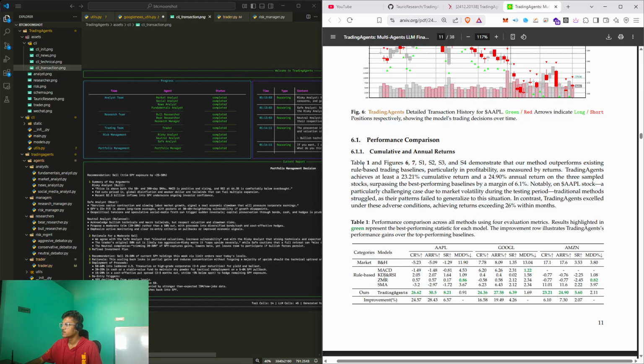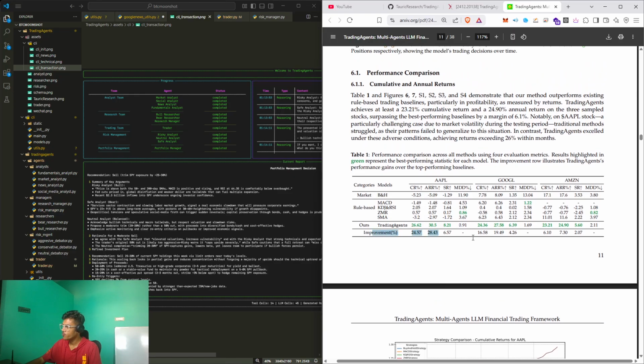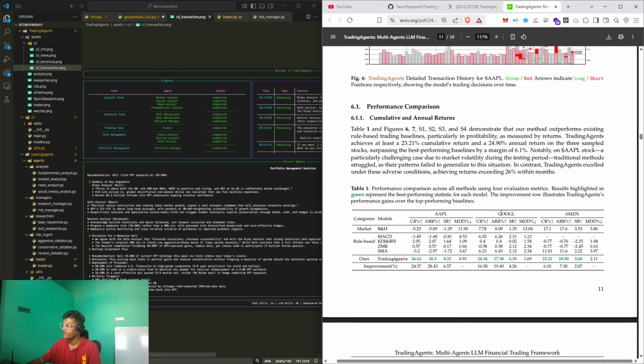Table 1, figures 6, 7, S1, S2, S3, and S4 demonstrate that our method outperforms existing rule-based trading baselines, particularly in profitability as measured by returns. You can see cumulative returns 26% up, annual returns 30% up, Sharpe ratio up by 8.21, and maximum drawdown is less by 0.91. Overall, the improvement is substantial, guys. It's really good.